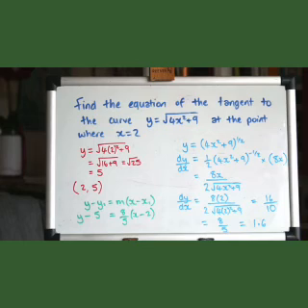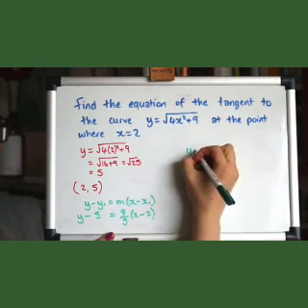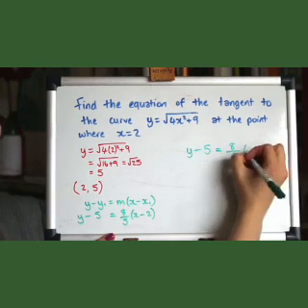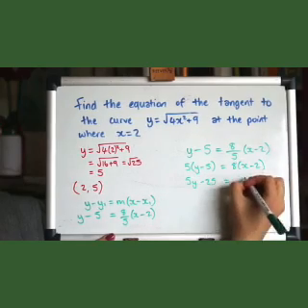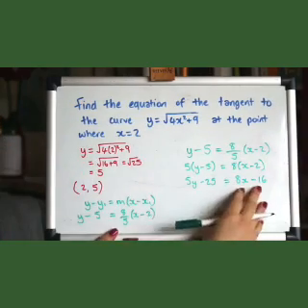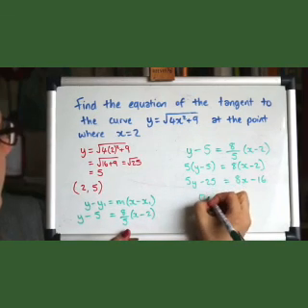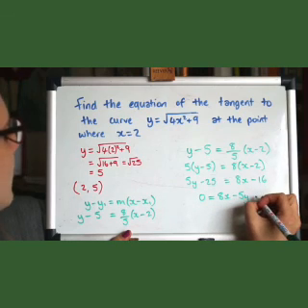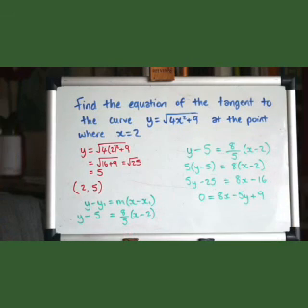I've run out of space, so I'll just clear this blue stuff. Maybe I need a bigger board. A nice way to give your answer is get everything on one side equal to 0. It's just convention really, but of course you don't have to. But that's it. That's the equation of the tangent.